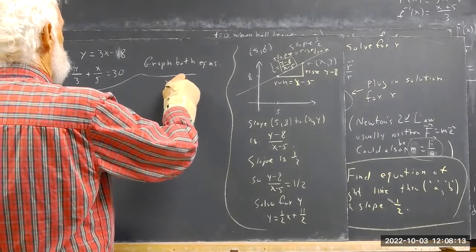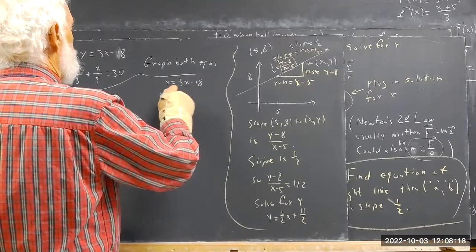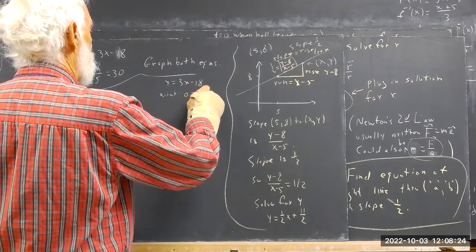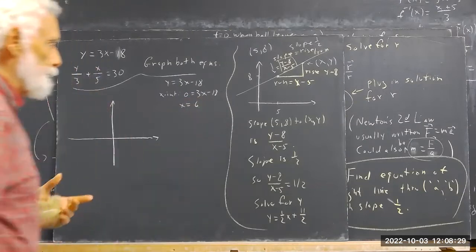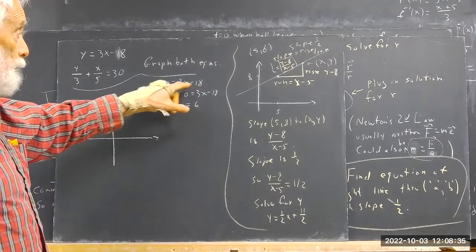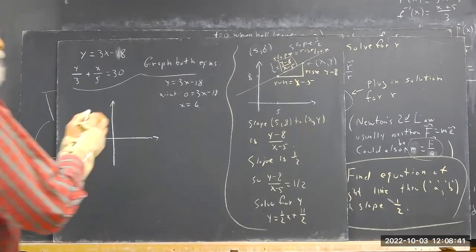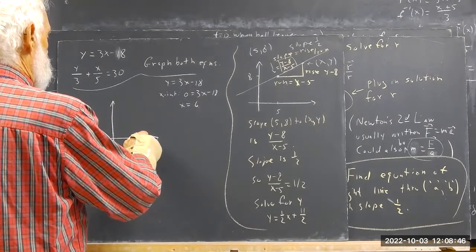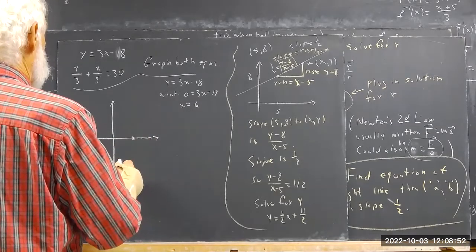I'm going to write y equals 3x minus 18 out here. And then the x-intercept occurs when y is 0, and your solution is x equals 6. You plug that back in. If x is 6, 3 times 6 is 18. 18 minus 18 gives you 0. Okay? That's your x-intercept. So the point 6, 0 is on the graph. I'm going to make sure I've got enough room here, so I'm going to make my point 6, 0 here.